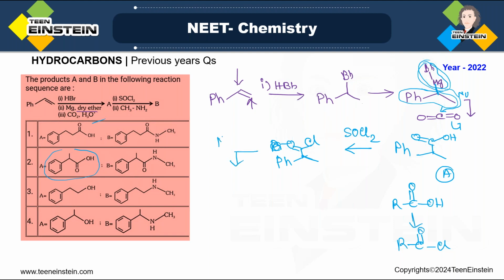Next you are using MeNH2. Now in MeNH2, this lone pair will attack here and Cl will be removed, giving NHMe. You can think that this H and Cl together are removed in the form of HCl. So this is the final product. Ph, CH-Me, CHMe. So see, it is matching with this one, then CONHMe, right? Option 2, correct option.